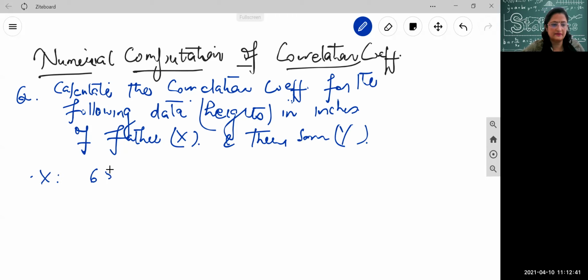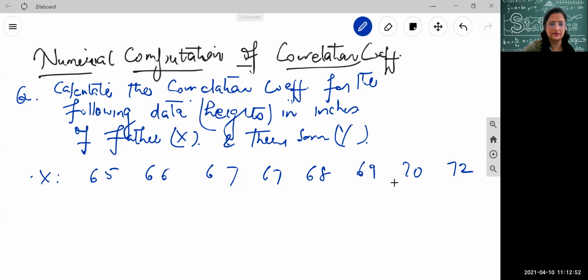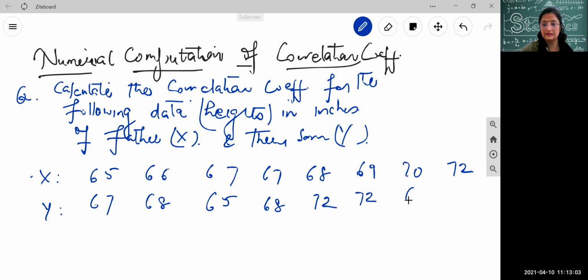We have 65, 66, 67, then again 67, then 68, 69, then 70, then 72. Then y we will have 67, 68, 65, 68, 72, 72, 69 and 71. So we have been given this data, and according to this data, we have to find the correlation coefficient.